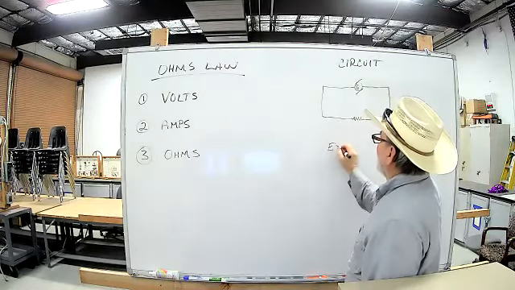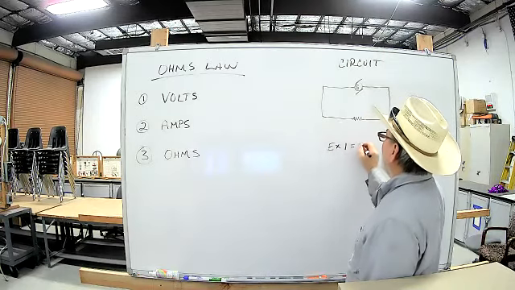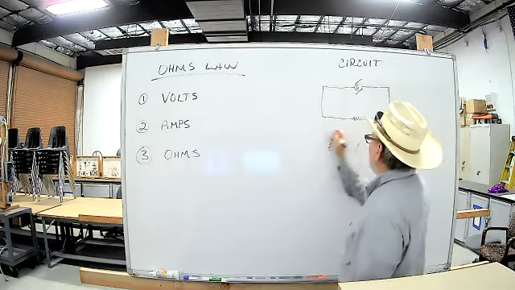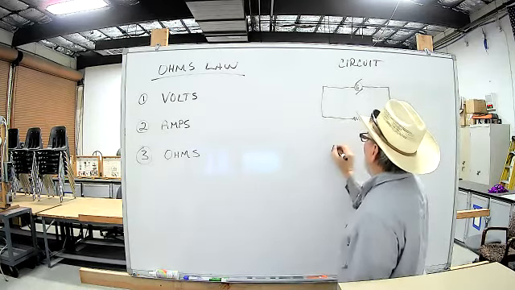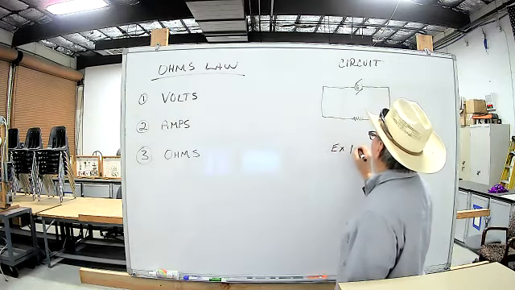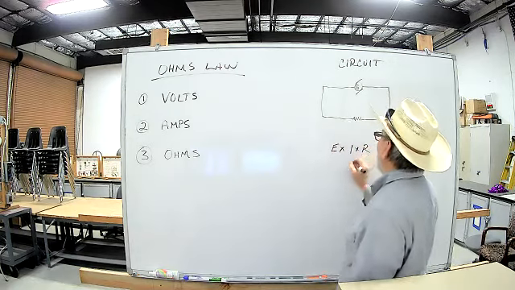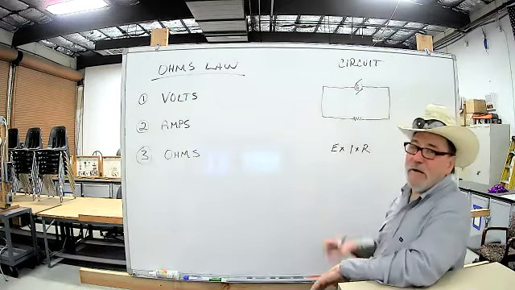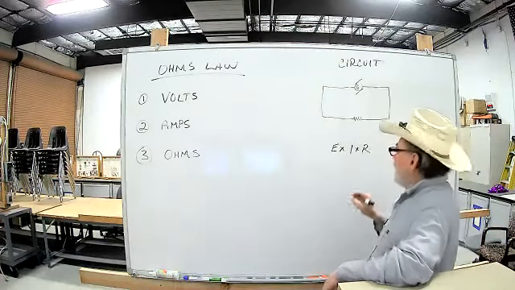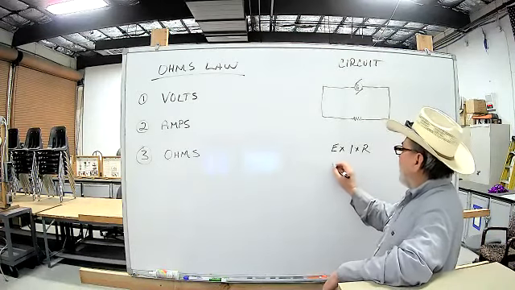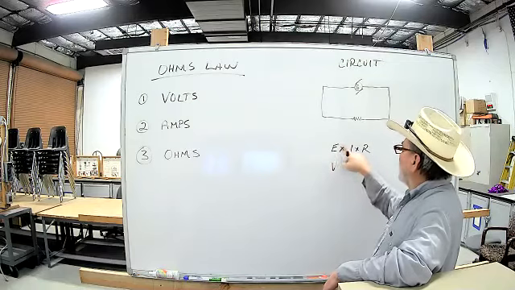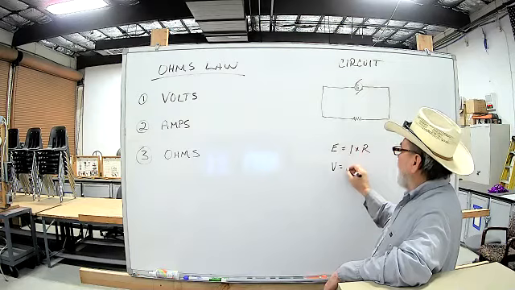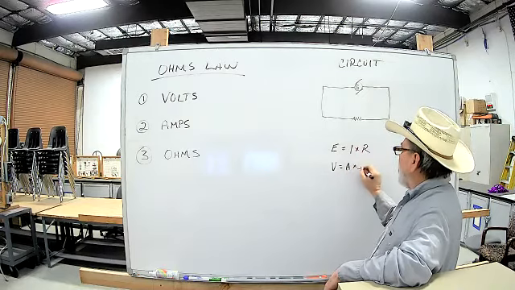It's E times I equals... nope. E equals I times R. Okay, so remember, we're not going to use a book, but this is how I learned it when I was like a pup like you guys long time ago. Voltage equals your amperage times your ohms, okay?